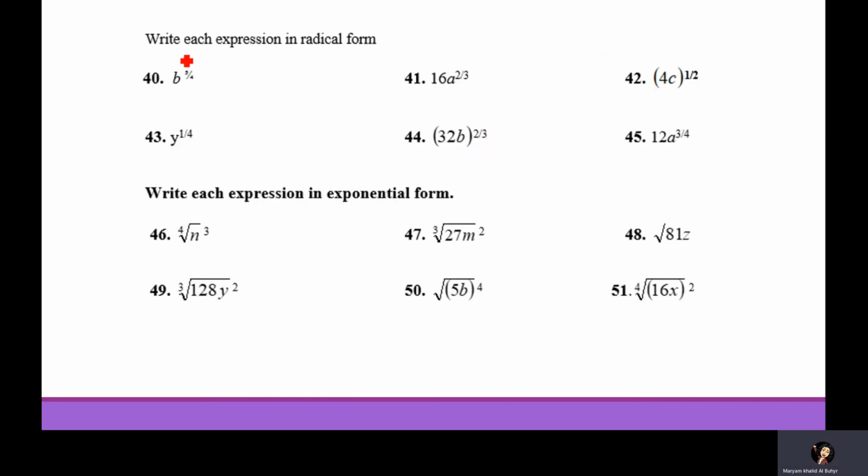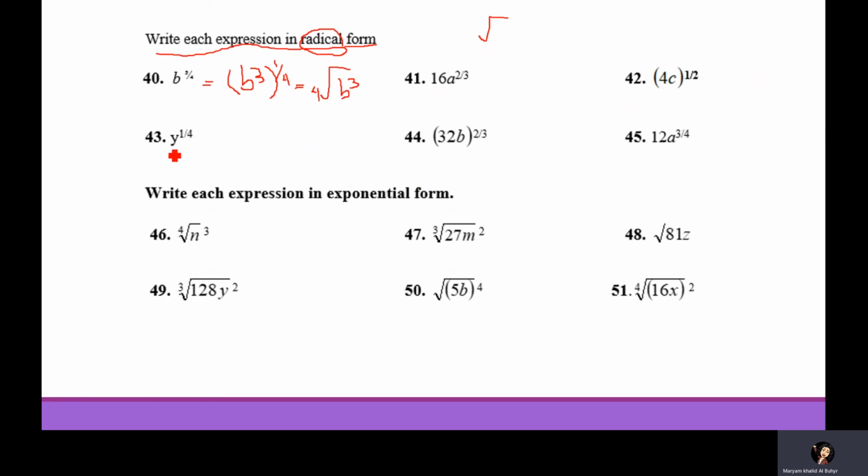Now let me move to the next part. Write each expression in radical form. So the radical form, which is using the root. So b to the power 3/4, I can write this as b to the power 3 and all this to the power 1/4, right? So 1/4, I know what is 1/4. 1/4 is the 4th root. You will put this outside and then you will put what you have inside, b to the power 3.